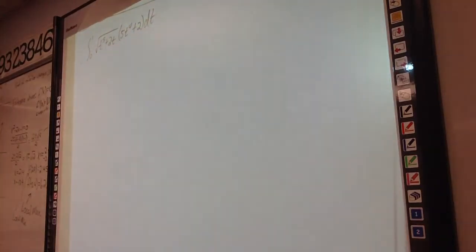So there's what we're trying to do. From 0 to 1 of square root of t to the 5th plus 2t, times 5t to the 4th plus 2, dt. That does look fun. This one's actually not bad. Hey, look, I can find the answer for that. 5t will go away.